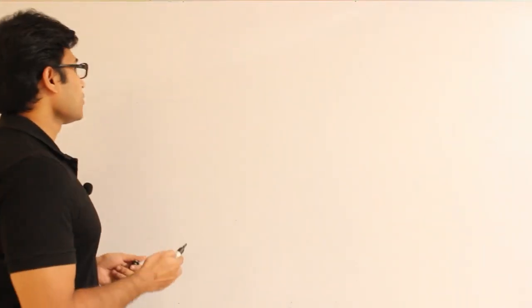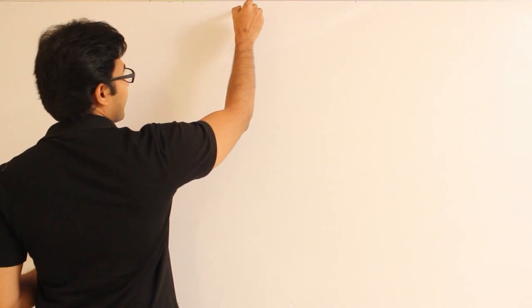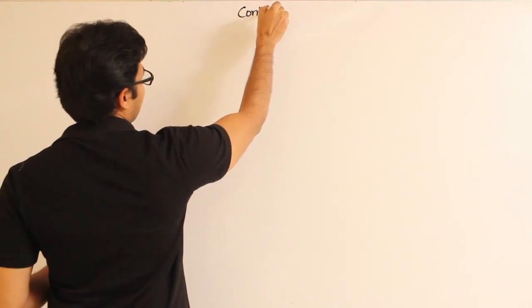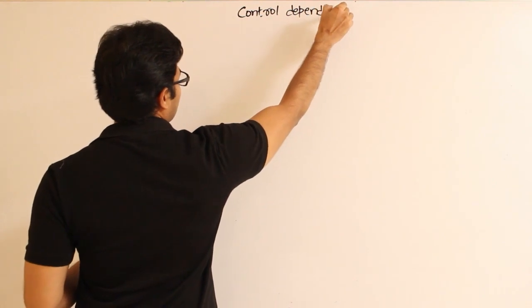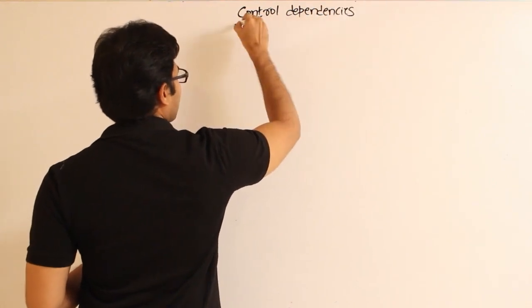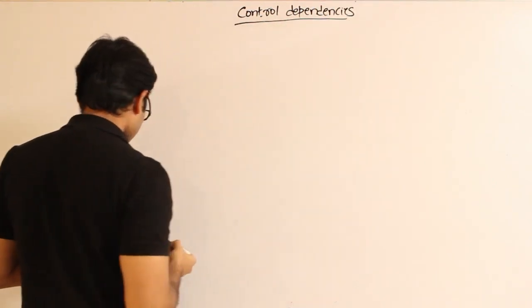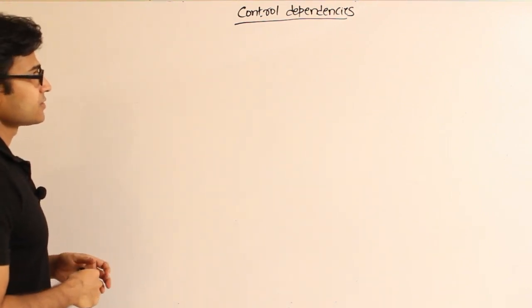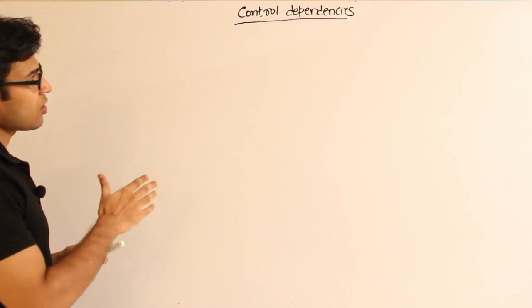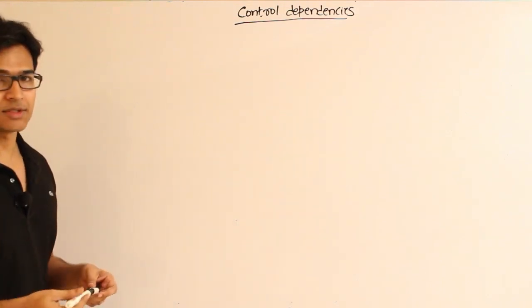Now let's see the next type of dependency. It is called control dependency, or control hazards. The name control dependency is because this type of dependency will arise whenever the flow of control becomes unpredictable.